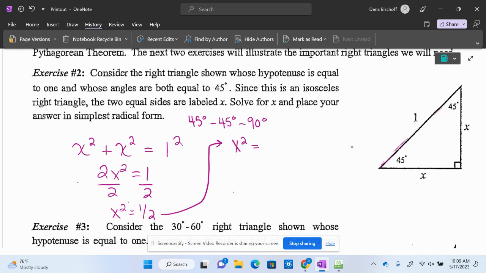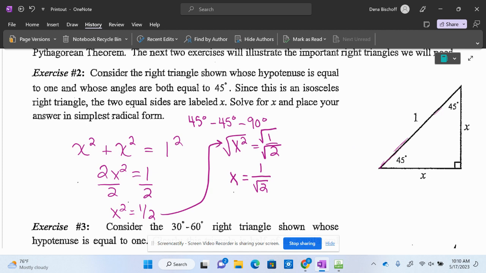Well, I have to unsquare that, right? I have to get x all by itself, so I'm going to take the square root. Remember, when you take the square root of a fraction, you take the square root of the numerator and of the denominator. So x equals, well, the square root of 1 is 1, and the square root of 2 is some nasty decimal, so we're just going to leave it like that.